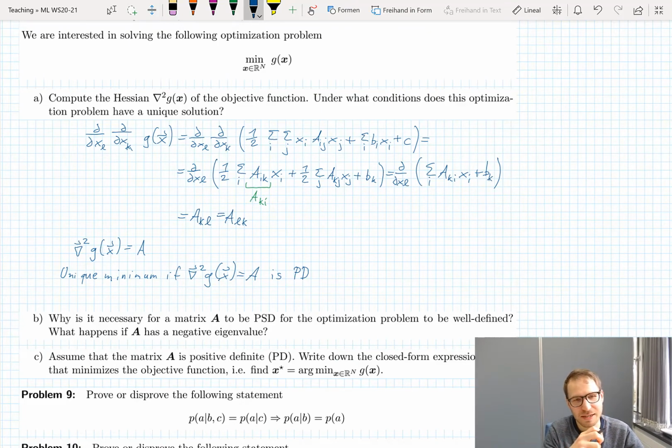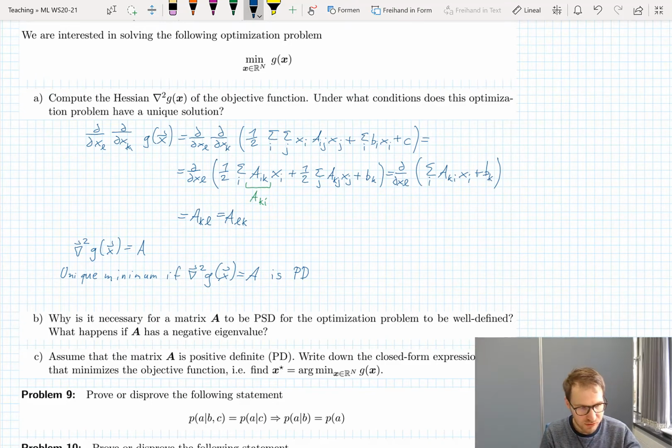Because if it's semi-definite, basically you have some direction where the curvature is 0. So there is some vector where the curvature is 0. So if it's positive semi-definite but not positive definite, then you don't have a unique solution, but you have a set of solutions along this direction, right? We'll see a similar argument in point B, so I'll not write it down.